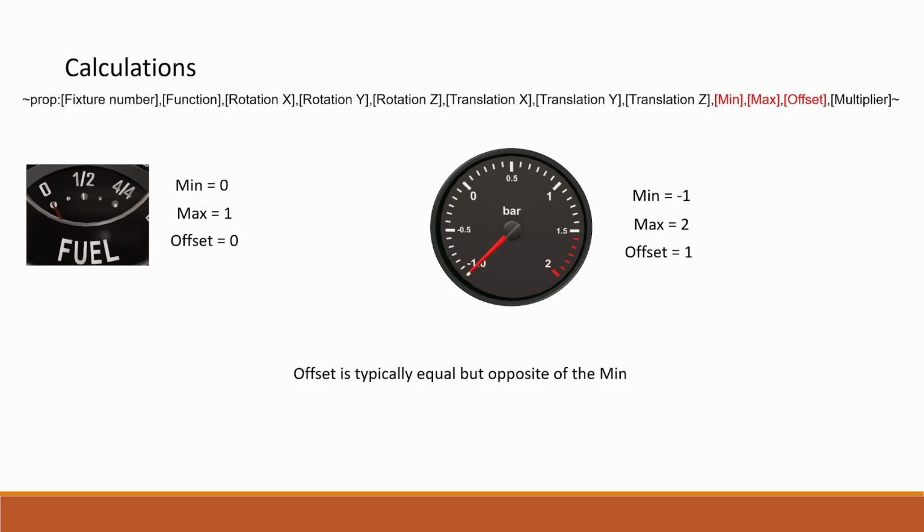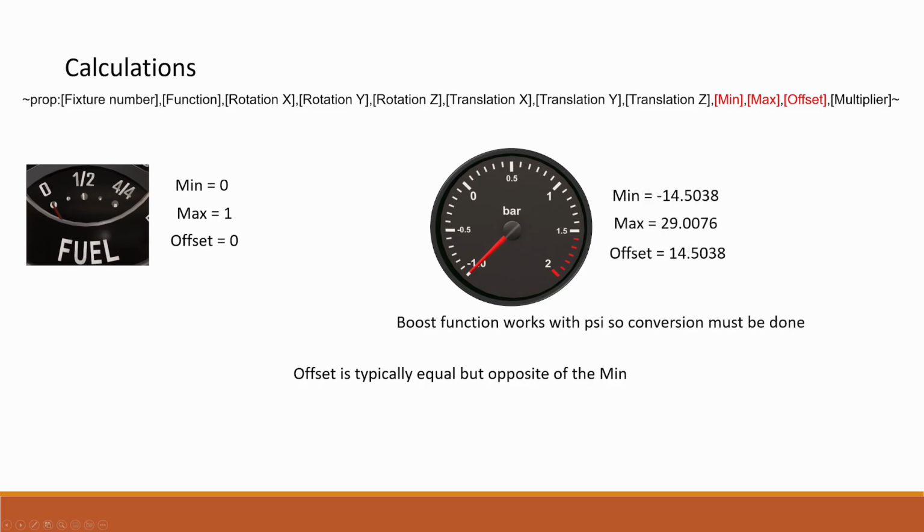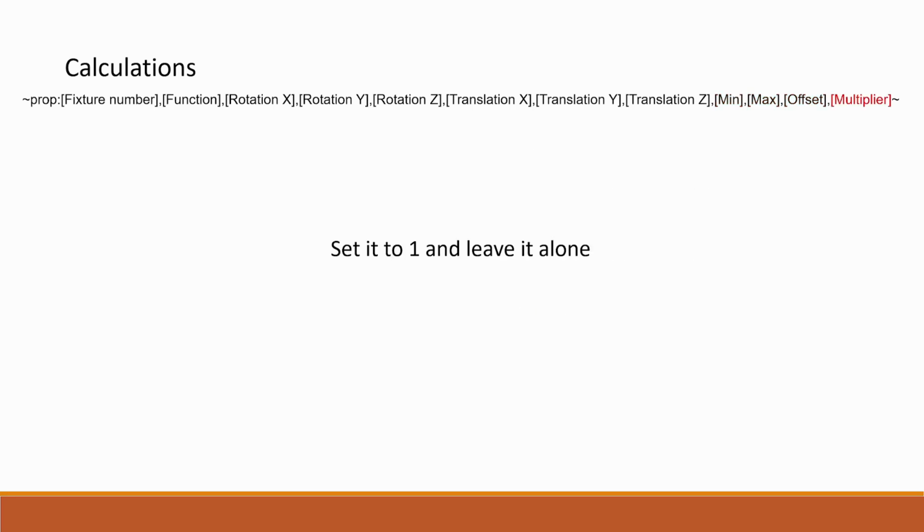However, this gauge displays in bar, and the boost function operates with PSI. Therefore, we must convert all the values to PSI. All of the step values will also have to use these converted values during the calculations. For the multiplier, set it to 1 and leave it alone. It isn't used since we can do the same thing with the other variables.